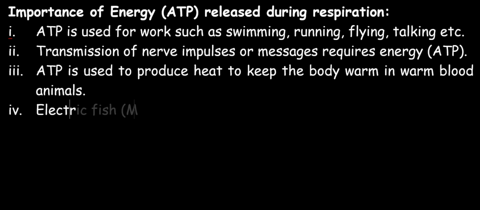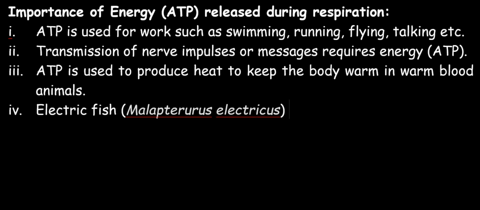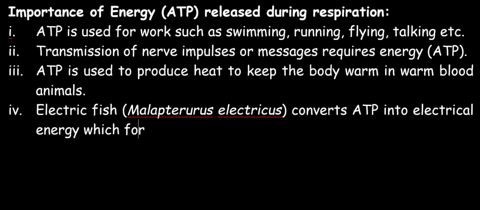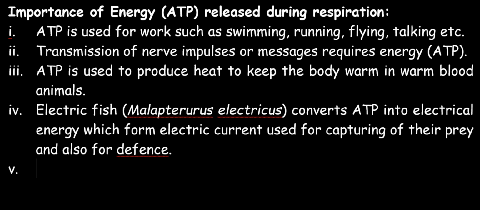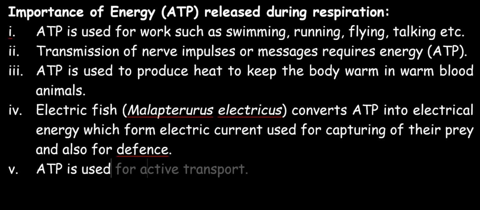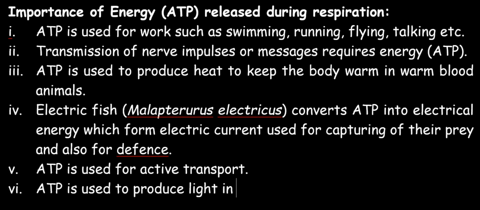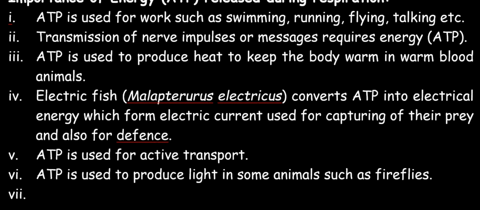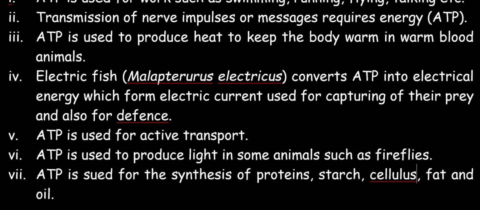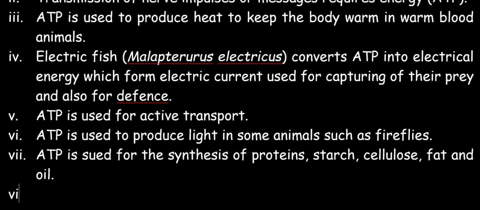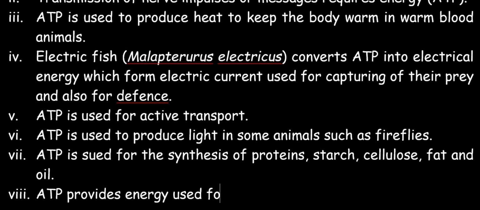In the electric fish, known as the Malapterurus electricus, ATP is being converted into electrical energy, which forms electric current used for capturing their prey and also for defense. ATP is used for active transport also. ATP is also used to produce light in some animals such as fireflies. ATP is used for the synthesis of proteins, starch, cellulose, fat and oil. ATP provides energy used for cell division. These are the importance of energy or ATP released during respiration.